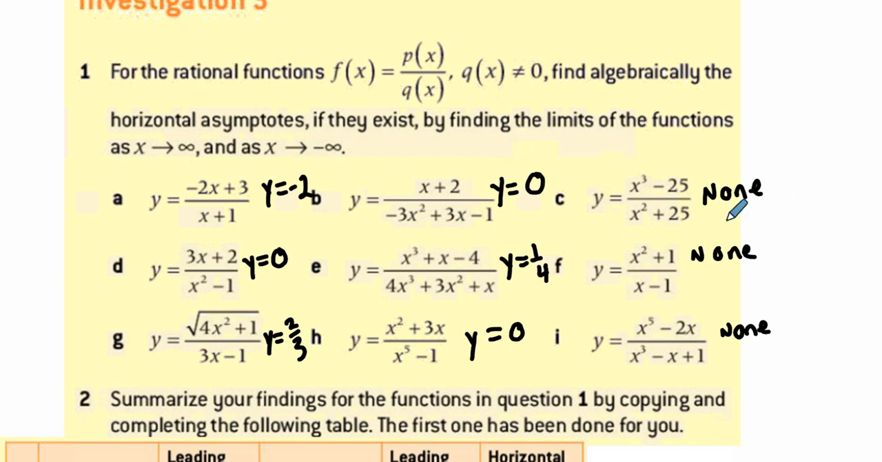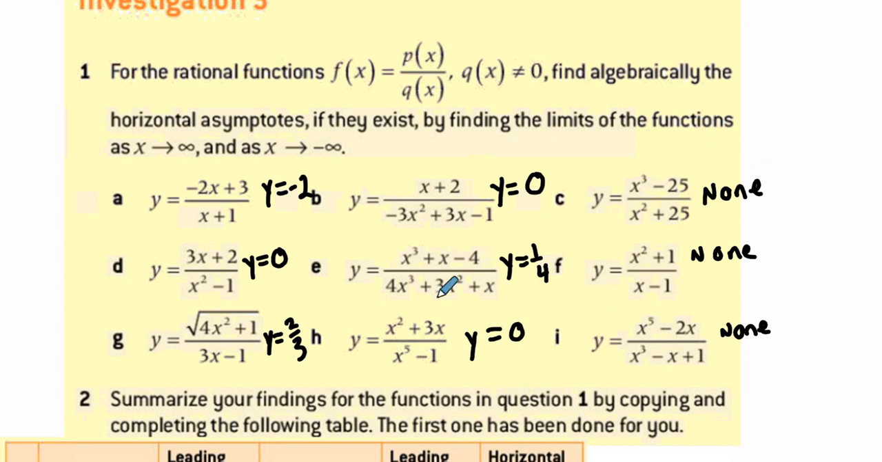However, here in C, if I have 1 million and I'm cubing it, that's incredibly large. And I'm dividing it by 1 million squared, which is still really big, but this incredibly large number divided by something big, is it going to converge to a number? No, it's going to shoot off to infinity as X gets bigger and bigger and bigger. That's why this one is none.